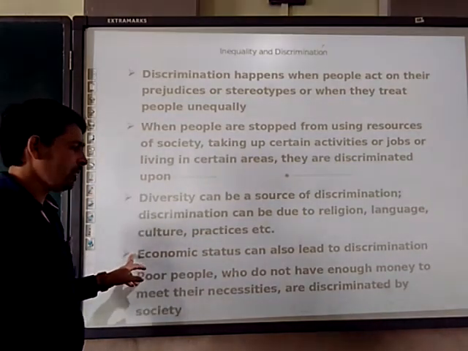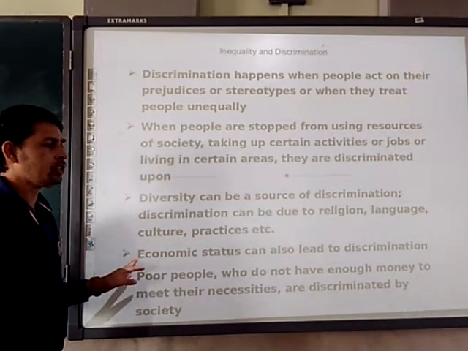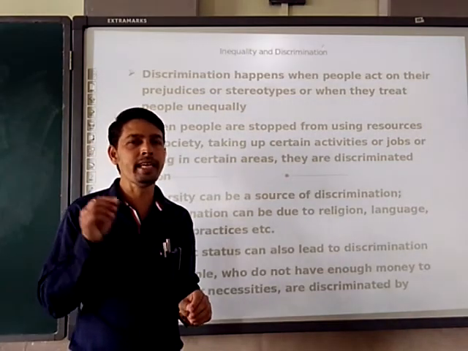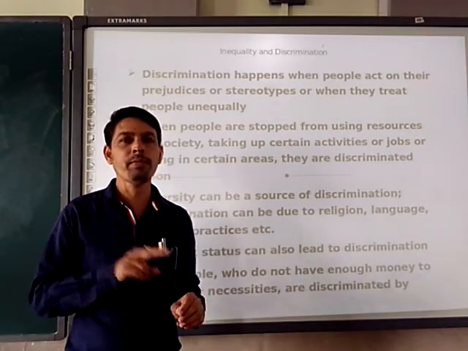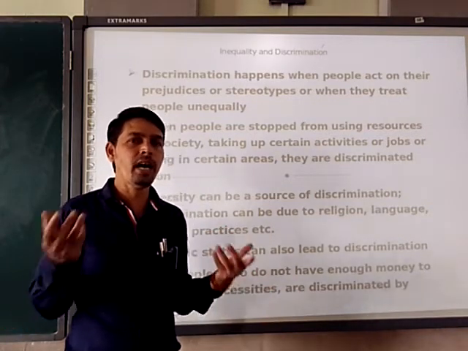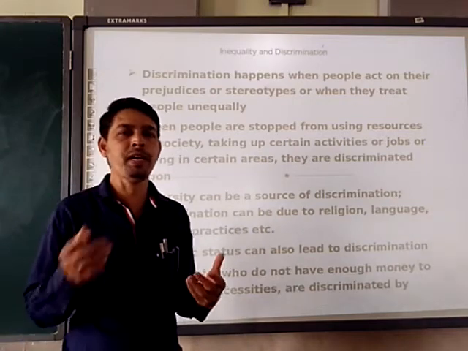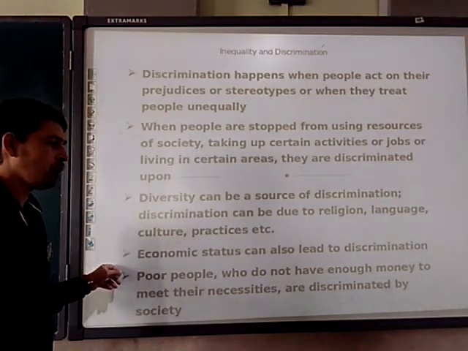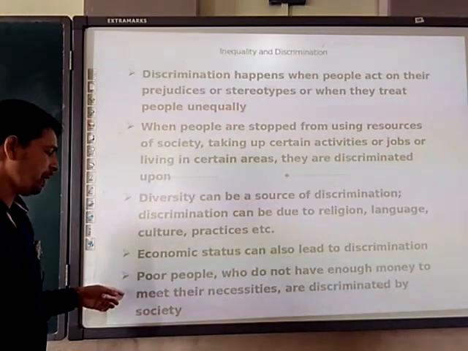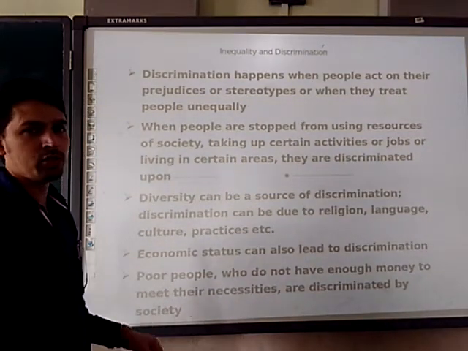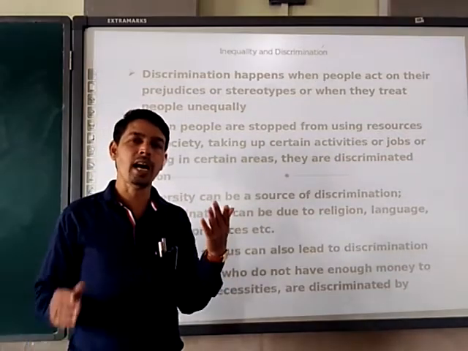Next, economic status can also lead to discrimination, as we have seen in the story of Samir Ek and Samir Do. Both of them had totally different economic backgrounds. One was selling newspapers, while another was going to school at the same age. Poor people who do not have enough money to meet their necessities are discriminated against by society because they are poor.